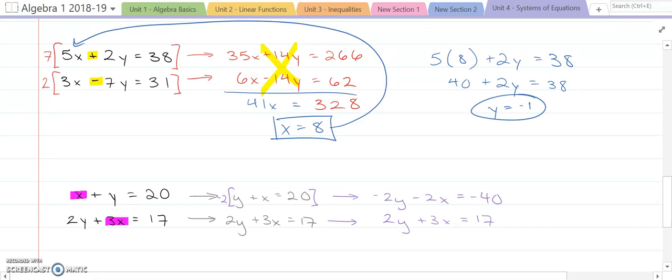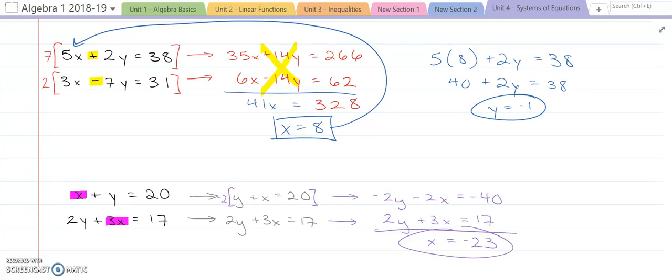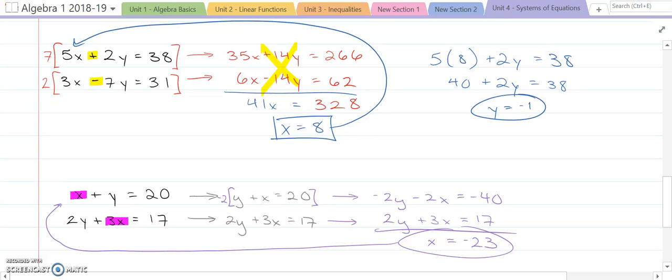Add straight down because the y's are going to cancel. Get a final answer that x is equal to -23. Take your answer, plug it back in, and where you choose to plug it in is your choice. I'm going to go all the way back to the very beginning because it's just an x and a y and it's regular. Final answer, y is 43.